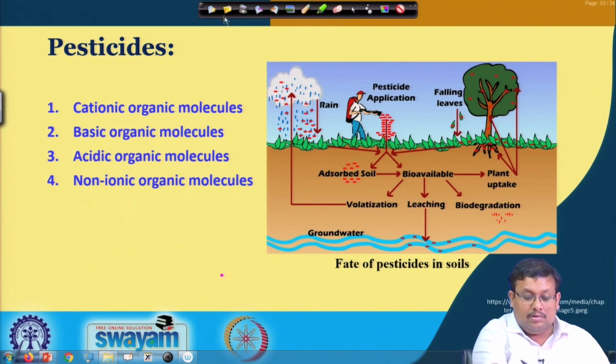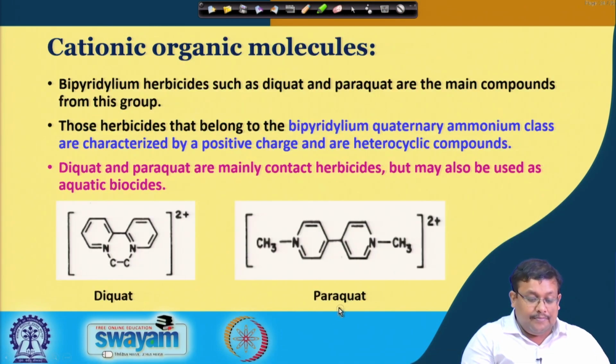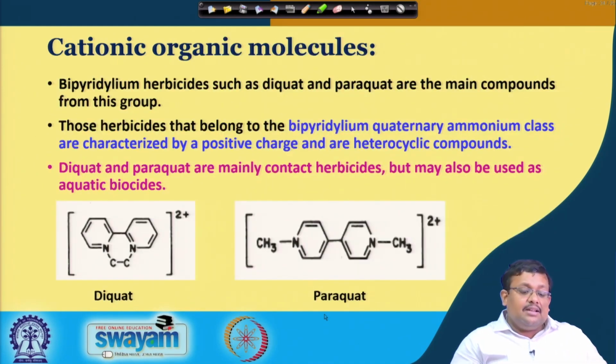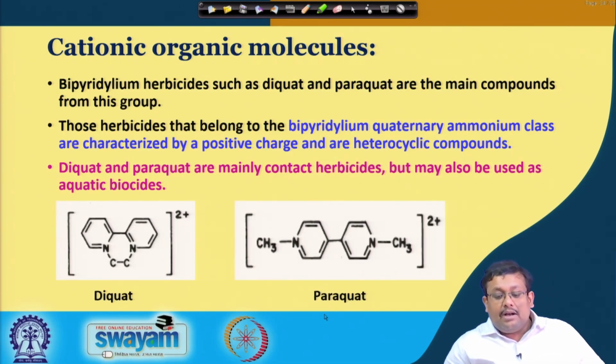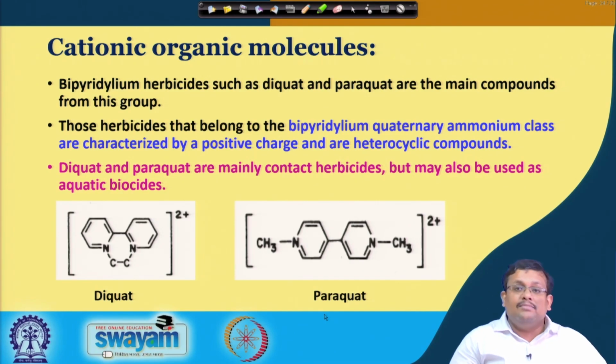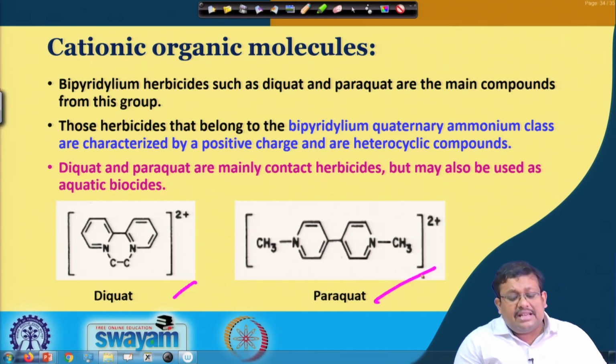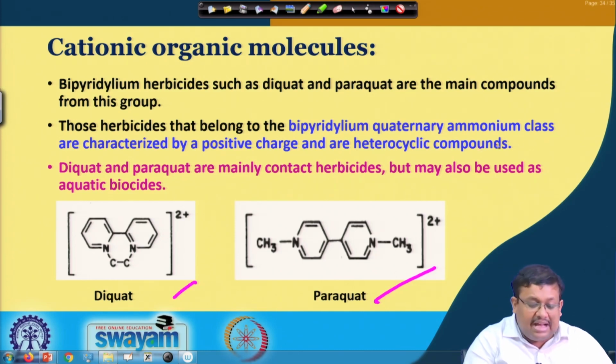We have seen there are four groups of pesticide: cationic organic molecules, basic organic molecules, acidic organic molecules and non-ionic organic molecules. If you consider the cationic organic molecules, bipyridinium herbicides such as diquat and paraquat are the major compounds from this group. You can see here diquat and paraquat. Those herbicides that belong to the bipyridinium quaternary ammonium class are characterized by a positive charge, and are also heterocyclic compounds. Diquat and paraquat are mainly contact herbicides.